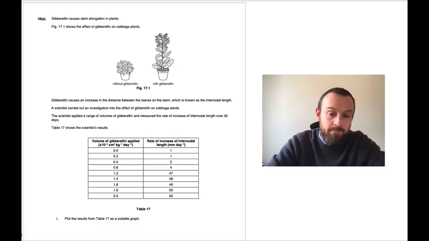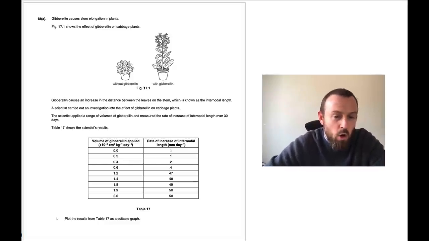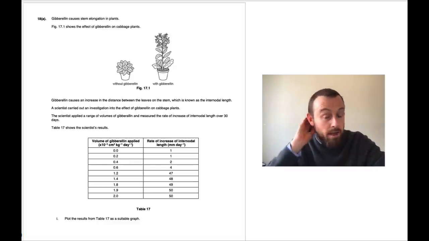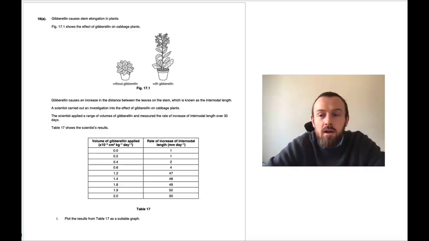Okay, on to question 18. Now this is about gibberellin, a plant hormone, but it falls within the plant and animal responses part of the course. And this first bit was about drawing a graph.